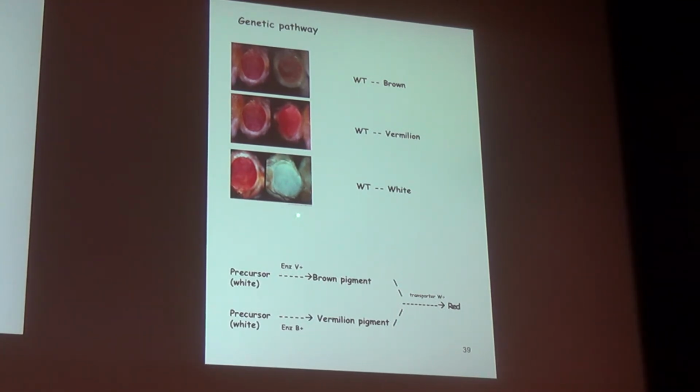Now, what happens if you have a mutation in both of these enzymes here? What color would the eye be? It would also be white. So you can get white if you are B minus, B minus, or you can get white if you are W minus, or you can get white if you are B minus, B minus, W minus. And you can see how the relationships will work.